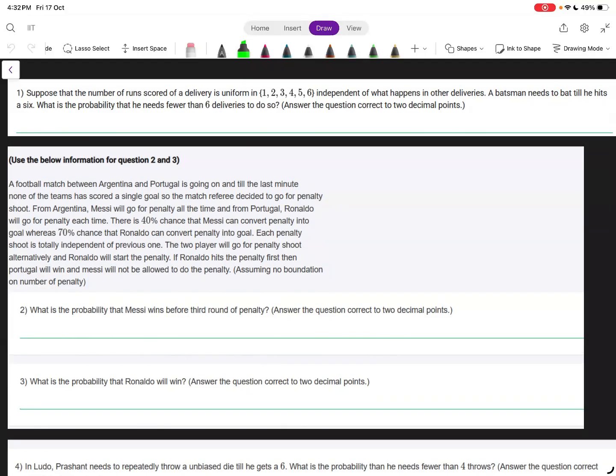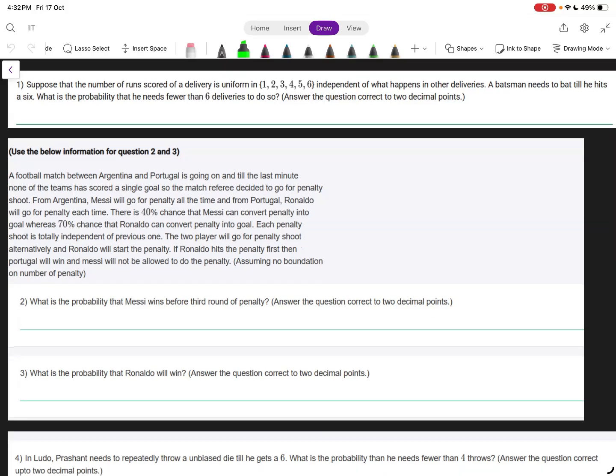We are going to solve the next question in this series on Bernoulli's probability. Suppose that the number of runs scored off a delivery is uniform, same as we have seen in a previous question: 1, 2, 3, 4, 5, 6. Independent of what happens in other deliveries, a batsman needs to bat till he hits a 6. What is the probability that he needs fewer than 6 deliveries to do so?